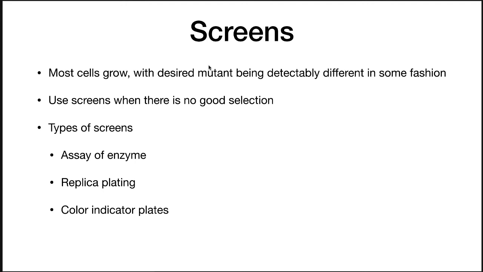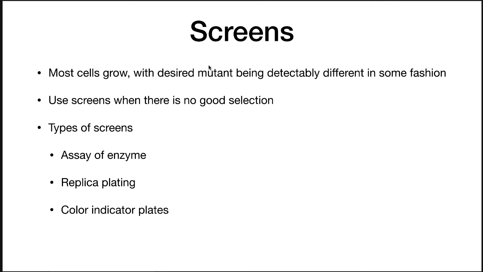Okay, we're done with that now. Let's move on to another way of finding important things that you're interested in. So let's imagine that you want to find an enzyme activity. You want to see its increase or see if it's decreasing. Screens are another way of doing it.